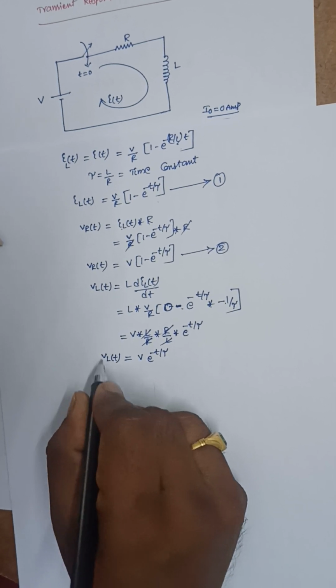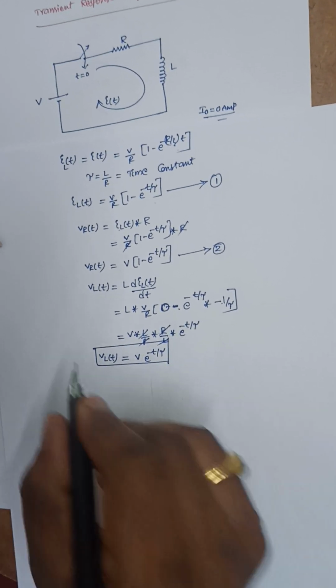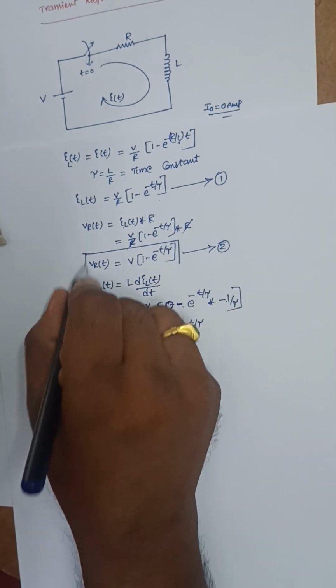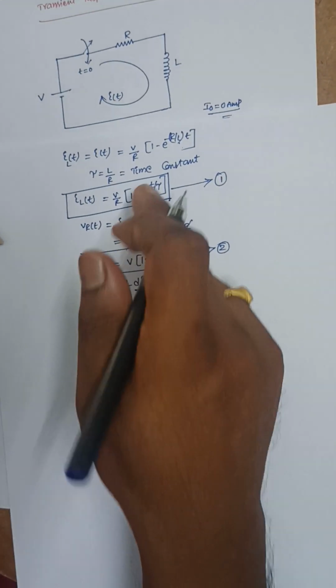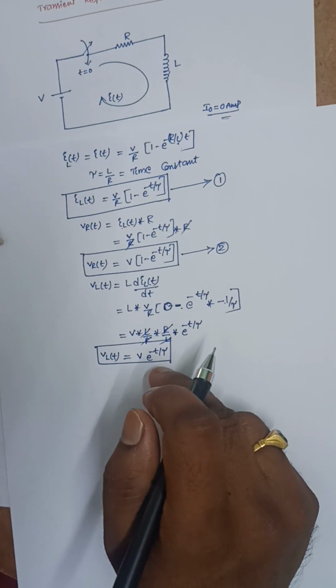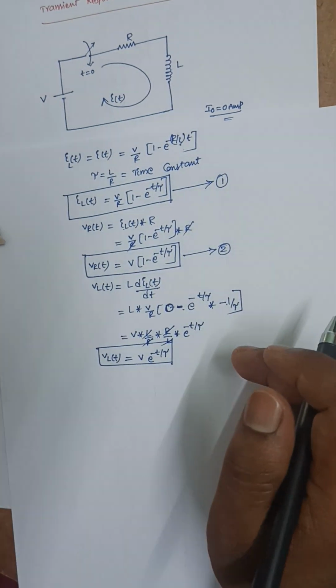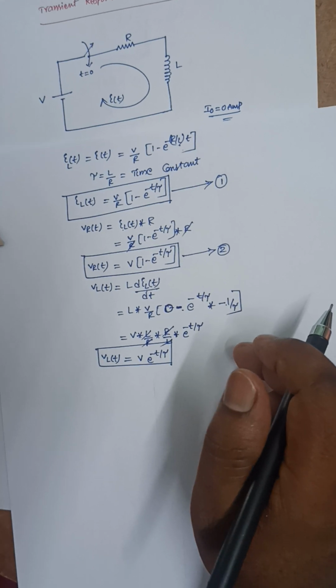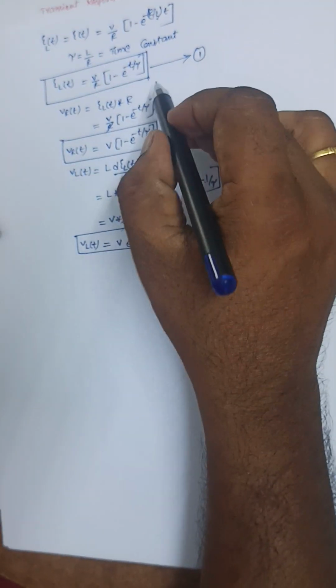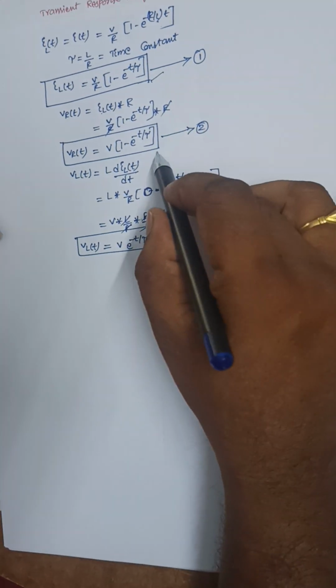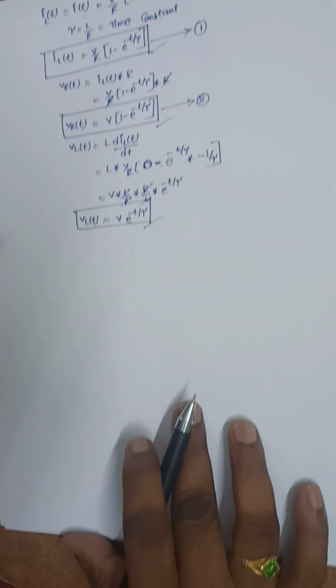This is the expression for VL of t. So VL of t, this is VR of t, and this is IL of t, the current flowing through the inductor. These three expressions we need to derive for the transient response analysis of RL circuit. Now I am going to draw the curves with respect to time: this IL of t curve, VR of t curve, VL of t curve.